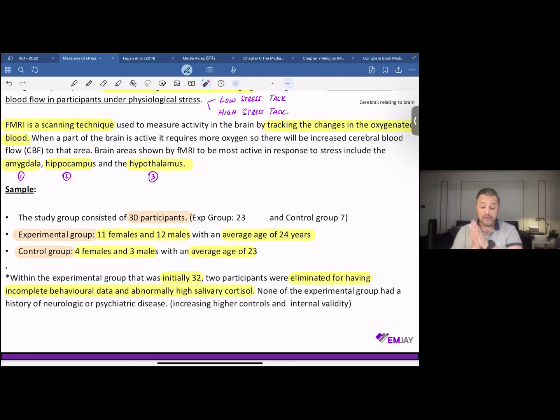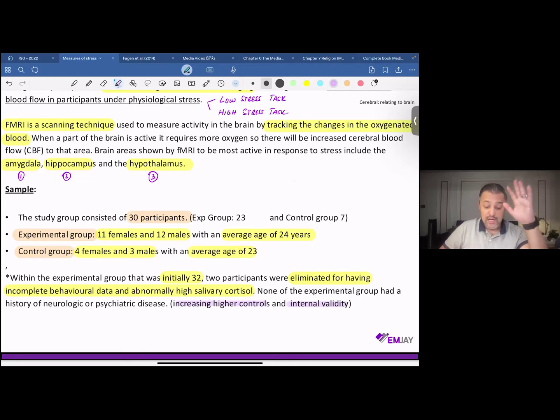Now, if you have a look at the sample, we very clearly see that we don't have a very disproportionate sample, because in the experimental group there is one male more than a female, and in the control group this has been pretty much compensated by there being one female more than the males. The average age looks pretty similar as well. For the experimental group, the average age is 24 years. For the control group, the average age is 23 years. Within the experimental group, there were initially 32. Two of them were eliminated because of the reasons I mentioned a minute ago. None of the participants from the experimental group had any history of any neurological or psychiatric disease. And this, of course, would add to the amount of control the researchers had over this experiment, which adds to the credibility of the research, which consequently increases the internal validity of the research.